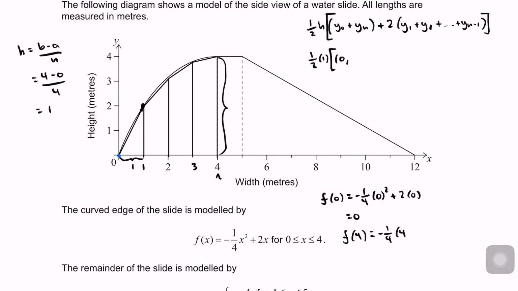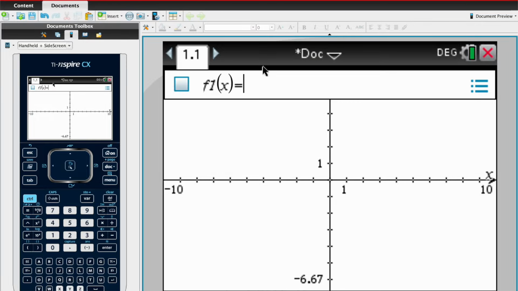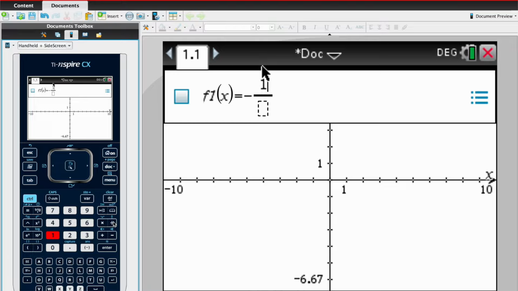So again, we could plug in this value of 4 for x and then work it out like this. Since we actually need to do a fair number of values, I think we could either graph this function and then use the trace feature within the graph, or we could just write out this function and copy paste. I'm going to graph out this function, so let's go to the calculator. Here we go. So this is our function once again. Negative 1/4, and this is x squared plus 2x.